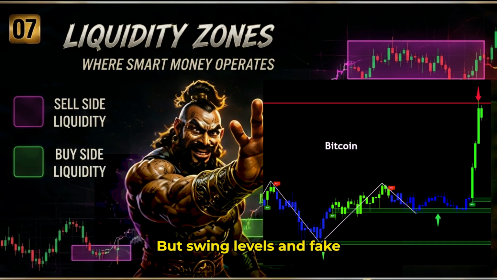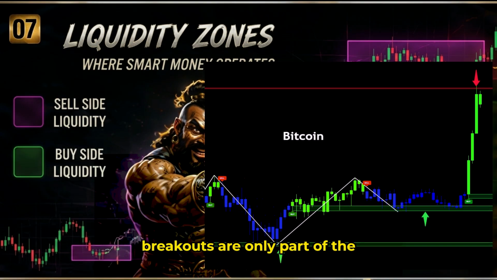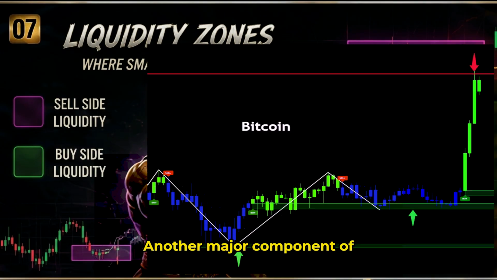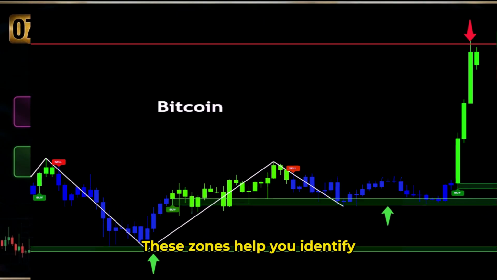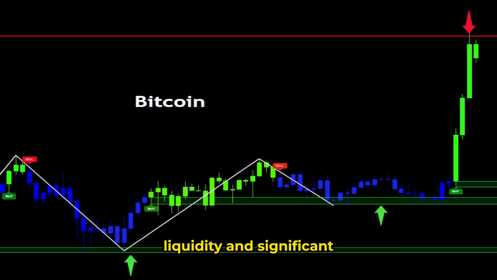Liquidity zones. But swing levels and fake breakouts are only part of the picture. Another major component of this system is liquidity zones. These zones help you identify important areas where liquidity and significant price reactions may occur.